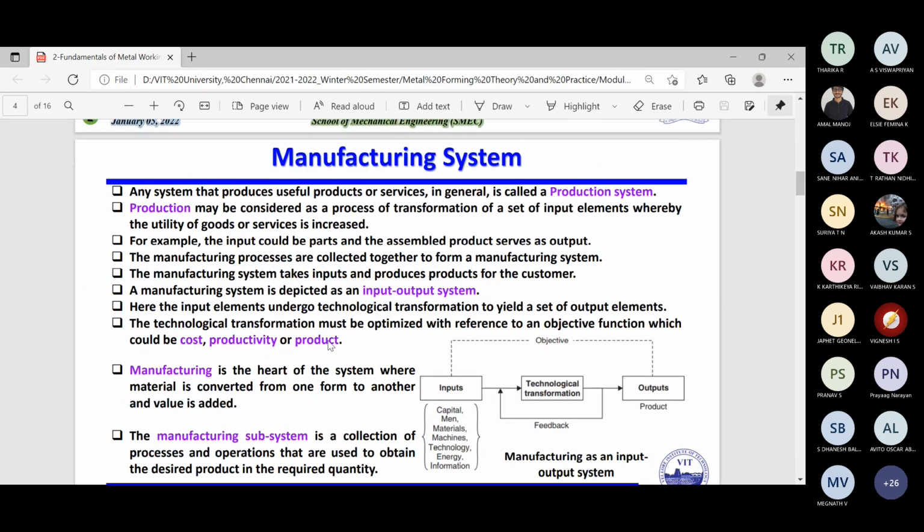So if you go to the manufacturing system, you have the raw materials and you are going to produce some finished product. I put one schematic diagram here. If you see manufacturing as an input-output system, this information I already told in machining also, because we have to derive from manufacturing to forming. Last time we derived from manufacturing to machining, right? So here we will derive from manufacturing to forming. Here you can see you have the input: capital, man, materials, machine, technology, energy, information, everything is there.